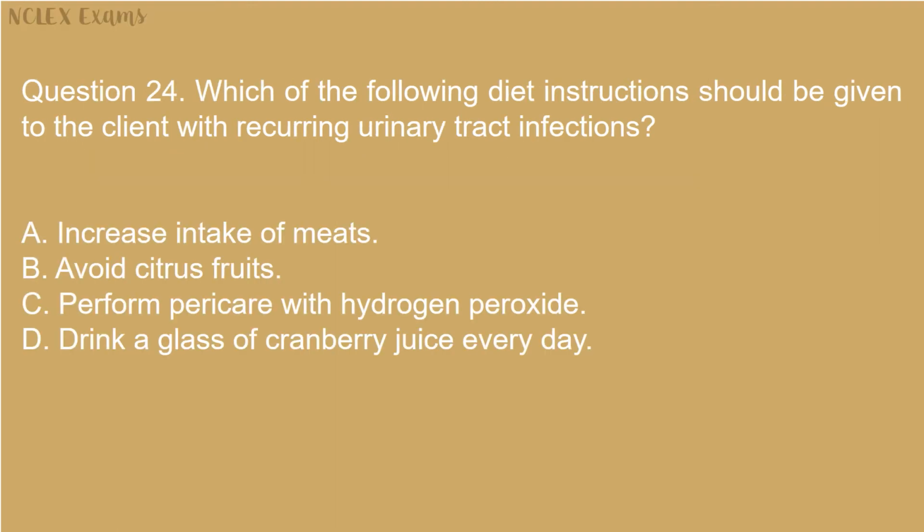Question 24. Which of the following diet instructions should be given to the client with recurring urinary tract infections? A. Increase intake of meats. B. Avoid citrus fruits. C. Perform perineal care with hydrogen peroxide. D. Drink a glass of cranberry juice every day.